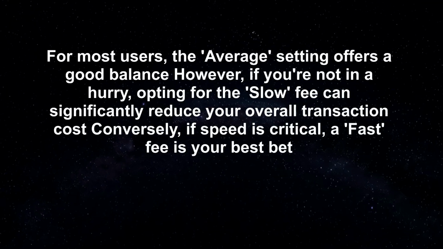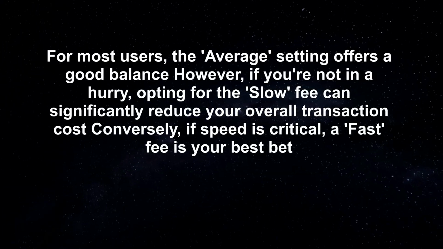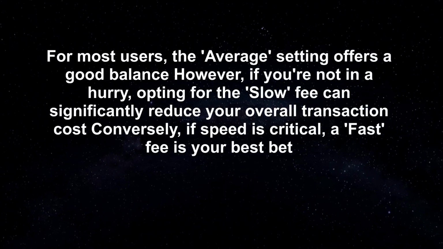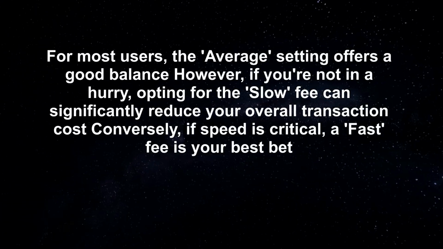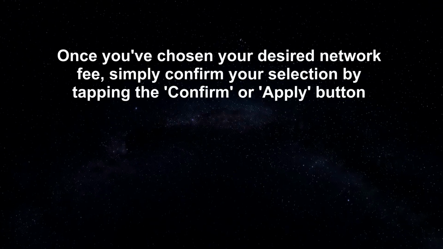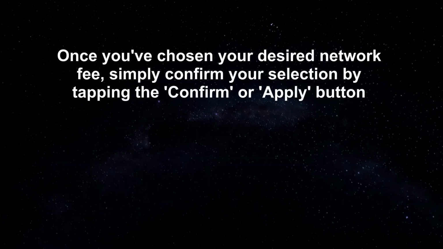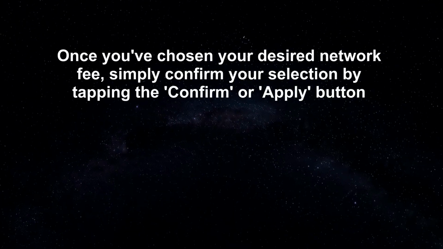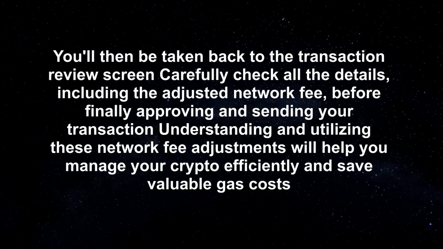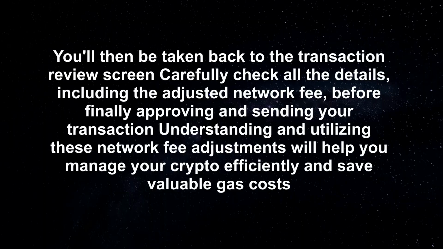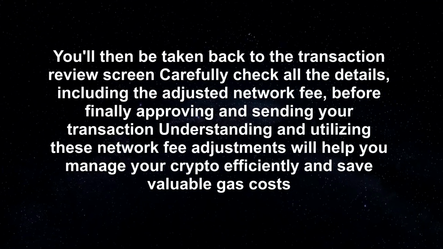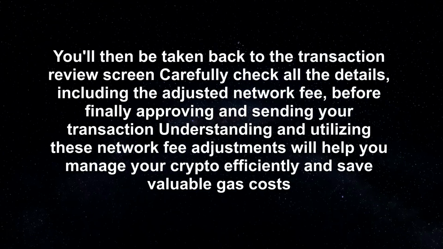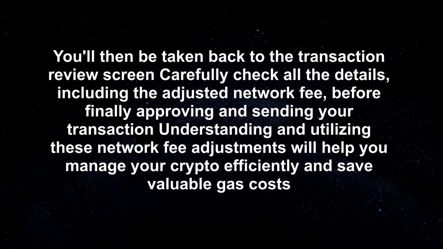If you're not in a hurry, opting for the slow fee can significantly reduce your overall transaction cost. Conversely, if speed is critical, a fast fee is your best bet. Once you've chosen your desired network fee, simply confirm your selection by tapping the Confirm or Apply button. You'll then be taken back to the transaction review screen. Carefully check all the details, including the adjusted network fee, before finally approving and sending your transaction.